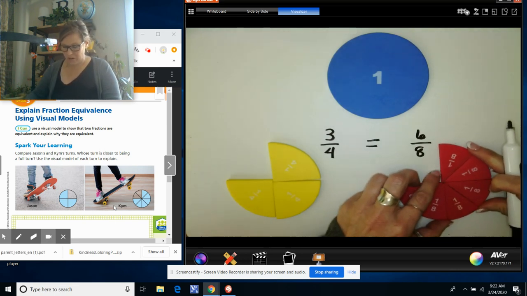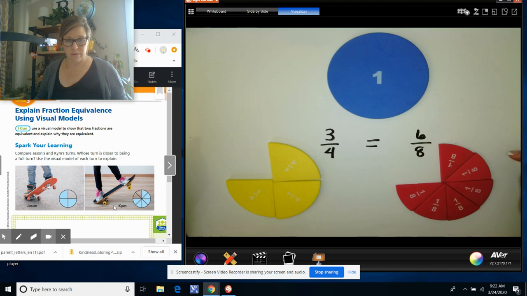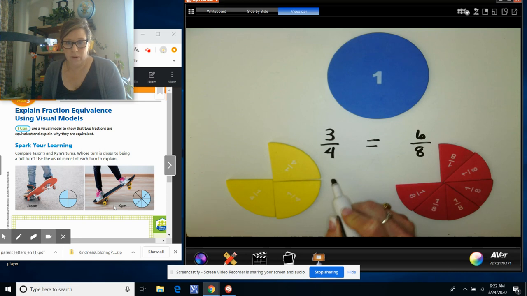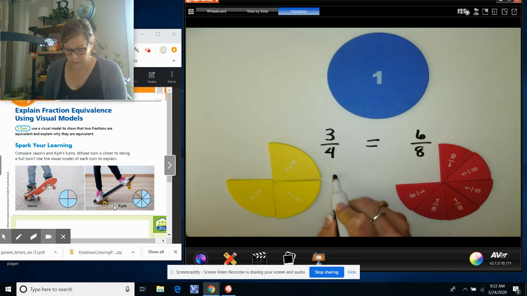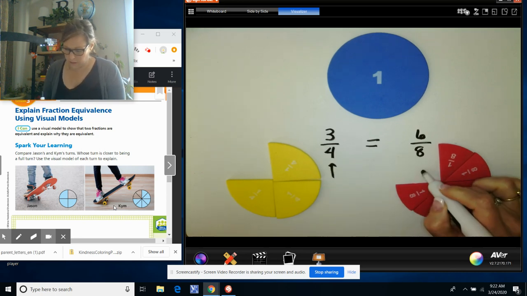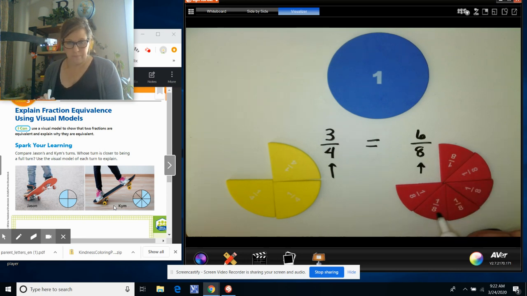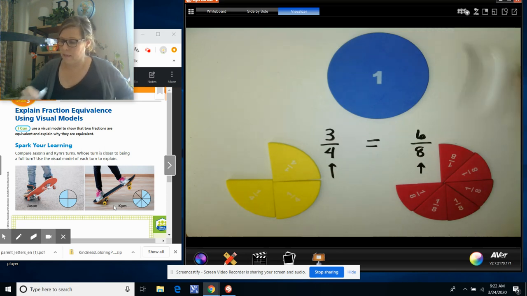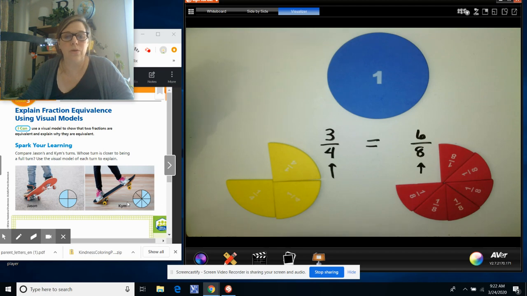So did one turn more than the other? No. Whose turn is closer to being a full turn? Well, they're both equal. I want you to notice something before I shut this video off and go on to the next Build Your Understanding. I want you to take a peek at your denominators. These are even numbers. Okay? And we're going to use that information in the next video. So take a pause and tune into your next video.